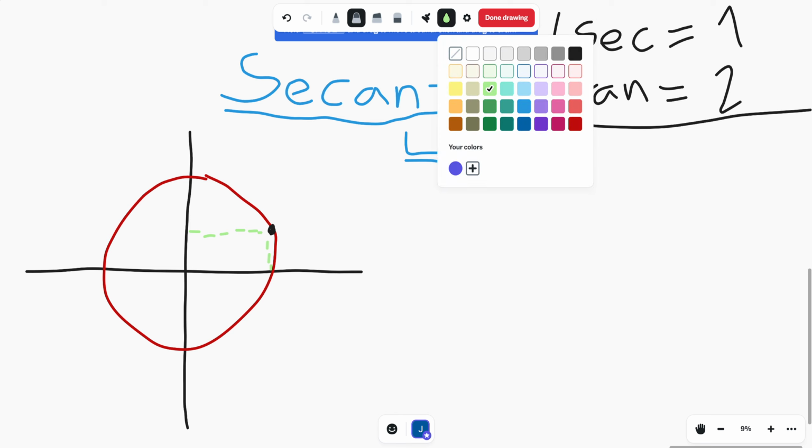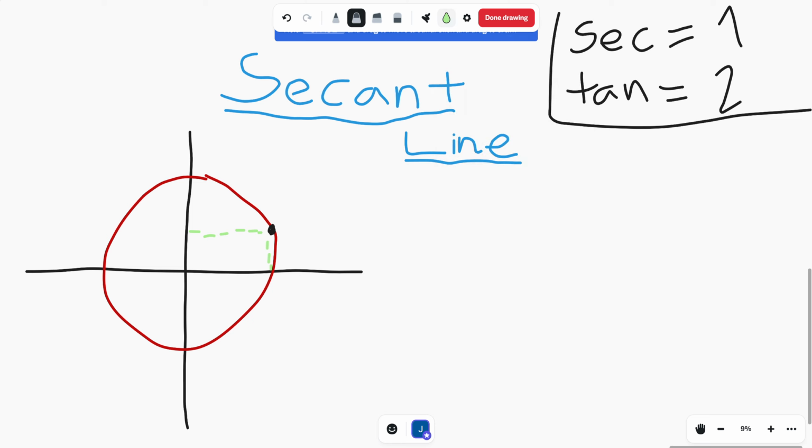I'm going to keep the same color and draw a line, and this line only touches the graph once. As you can see right here, this secant line only touches the graph once, and this secant line is a representation of the slope at that point. Let me repeat that. This line, this green line, represents the slope at that specific point.